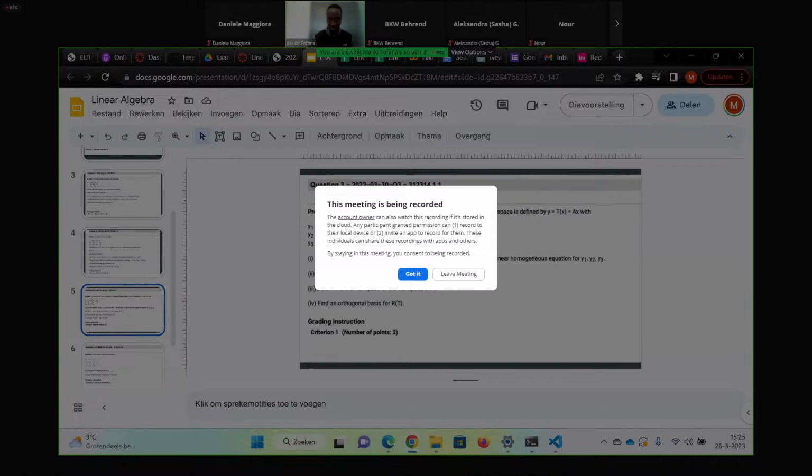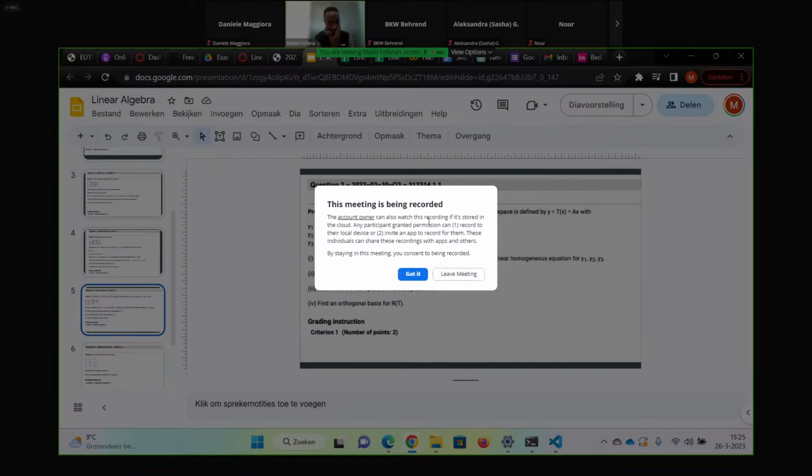Because if you read the first question, it says use row reduction to show that RT is the column space of A. So we have just solved what RT is. Now we're going to find all the vectors that are perpendicular to that RT, right?